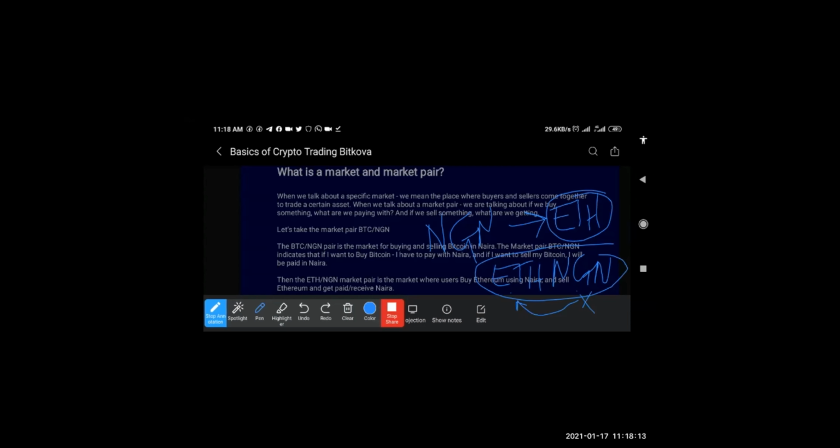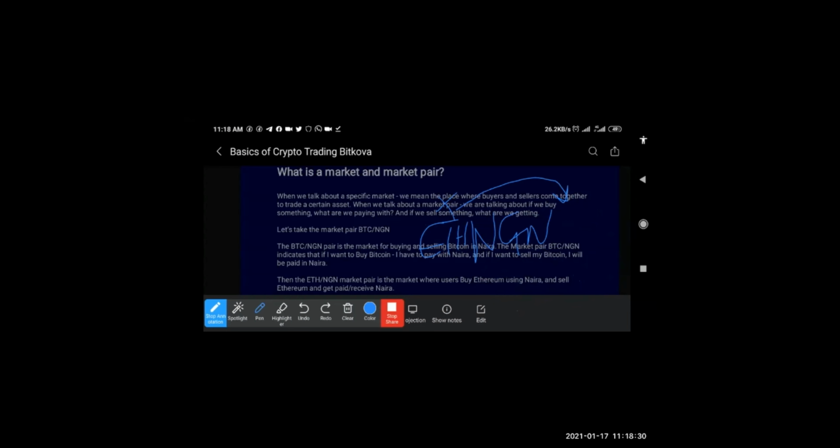The same thing when I have made a lot of profit and I want to get Naira in return. I will come to the same market, Ethereum NGN, and sell my Ethereum, and in return, I will be paid in Naira. Then I will cash out the Naira to my bank account, and I can do whatever I want. This is exactly how the crypto market works. You cannot just see one pair like NGN only. They have to attach it to another currency or cryptocurrency, so maybe NGN BTC, for example.